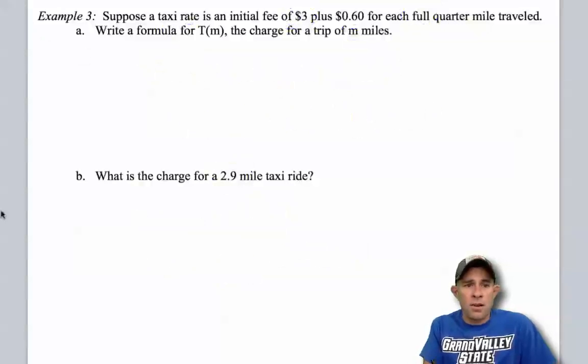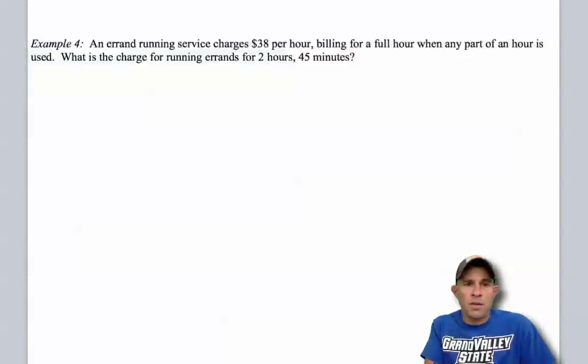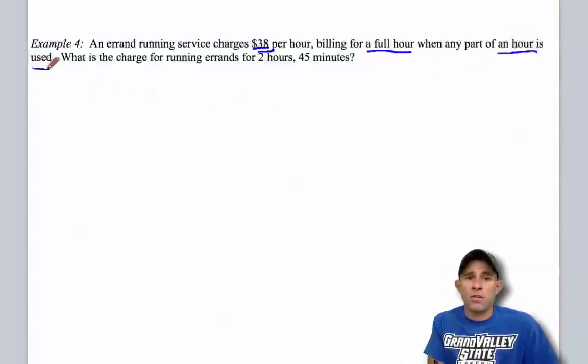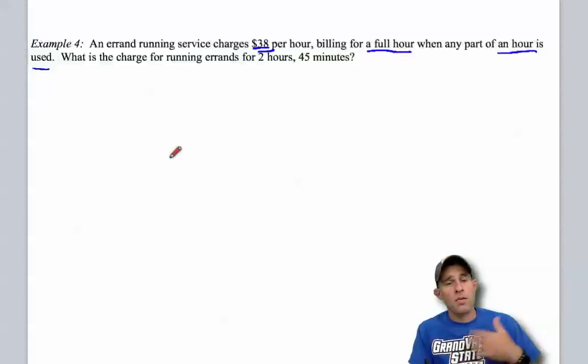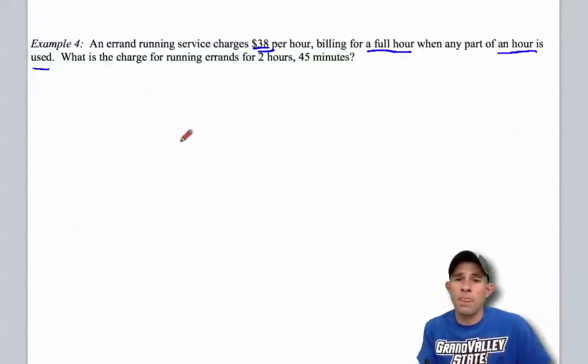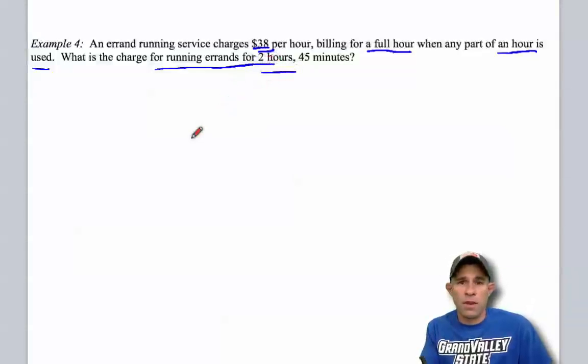Let's take a look now at an example of a rounding up function. An errand running service charges $38 per hour for a full billing hour when any part of an hour is used. So in other words, if they use just 15 minutes, that's a part of an hour, they're going to round up and charge you for that full hour. So we want to find the charge for running errands for 2 hours and 45 minutes.